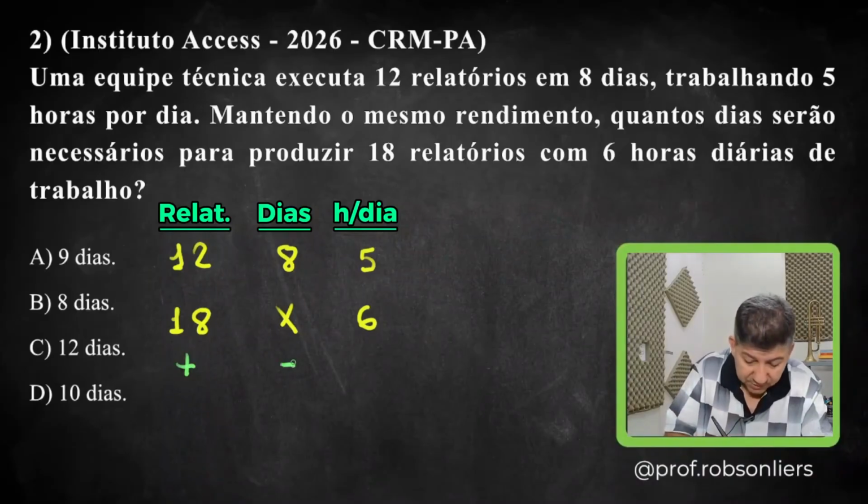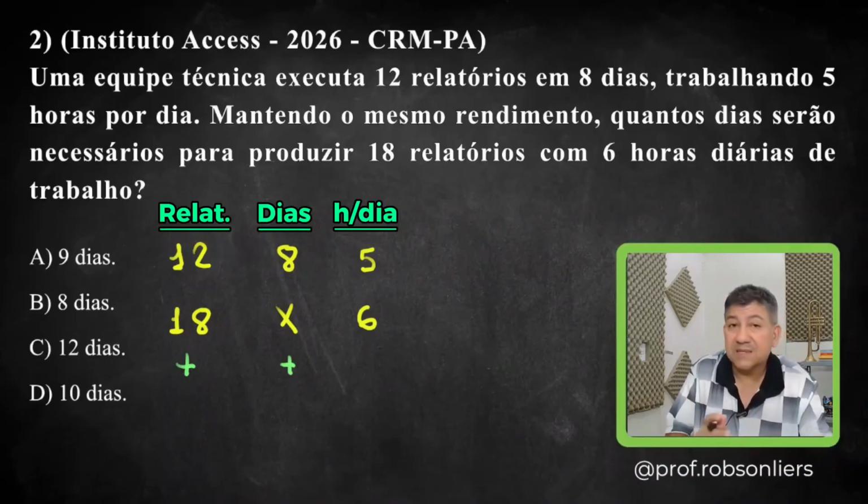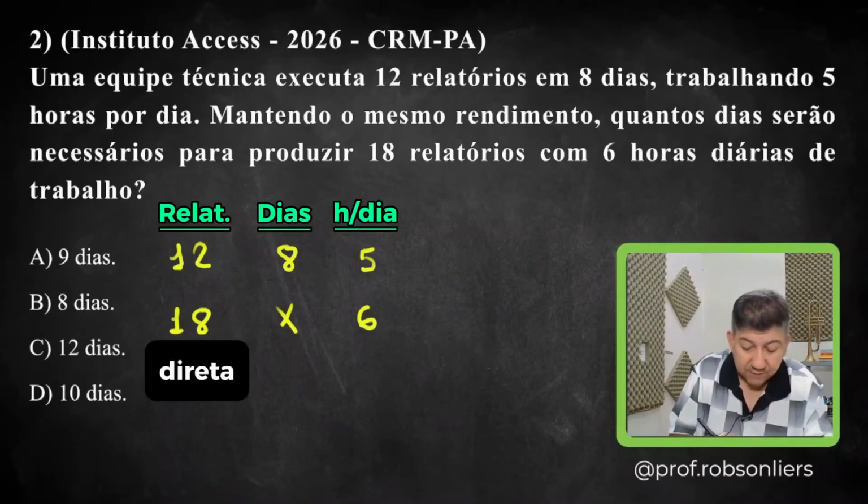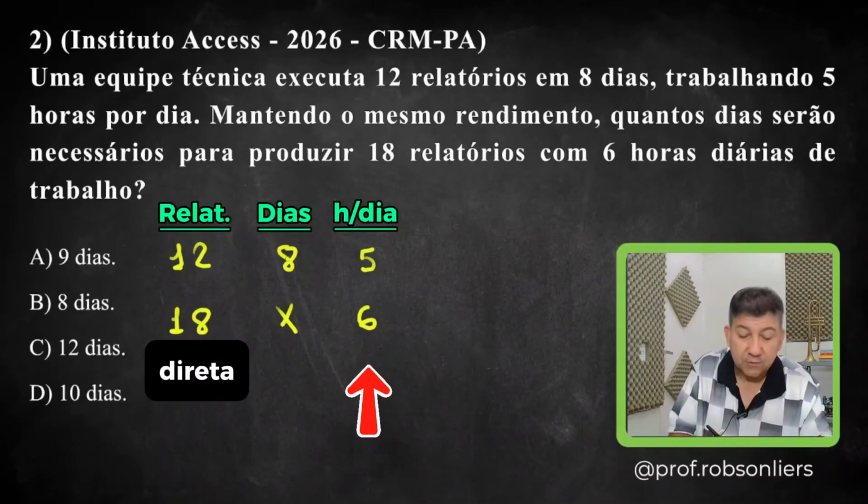So, more reports means more days. Well, when one quantity increases and the other also increases, they are directly proportional quantities. So this quantity, which is the number of reports, is directly proportional to the number of days. Now let's analyze the number of hours per day in relation to the number of days.